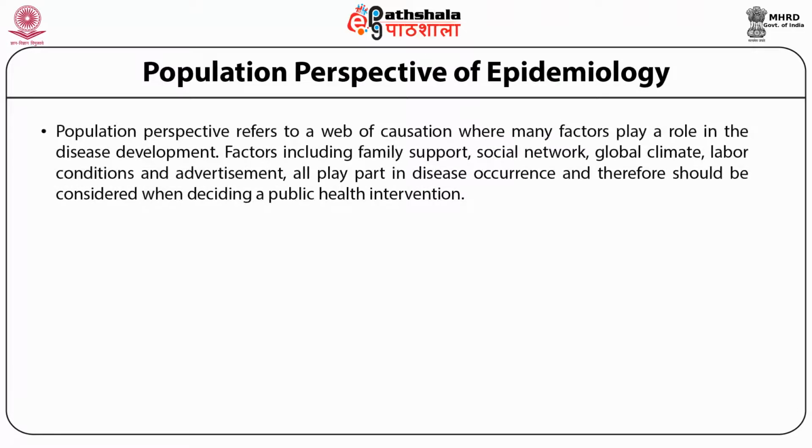Population perspective refers to a web of causation where many factors play a role in disease development. Factors including family support, social network, global climate, labor conditions, and advertisement all play a part in disease occurrence and therefore should be considered when deciding on a public health intervention.